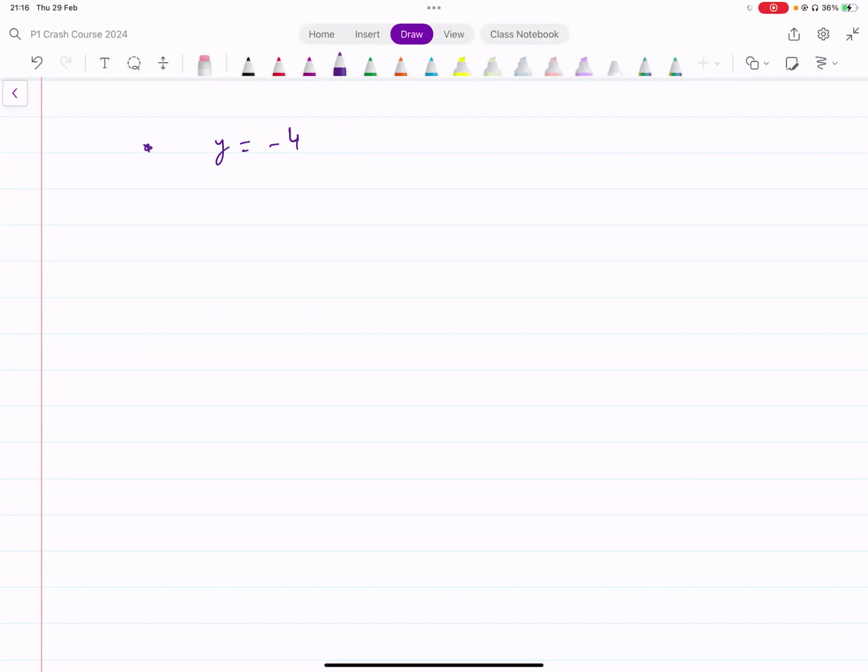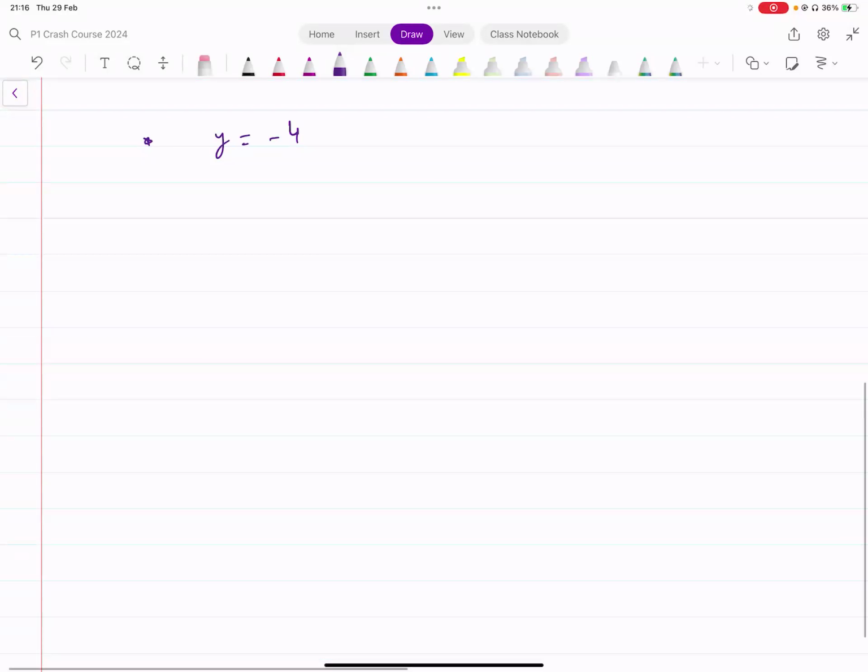If you were to draw this line, how would it look? This would be a horizontal line, right? Y equals something, y equals minus 4. It's a horizontal line. Draw this.